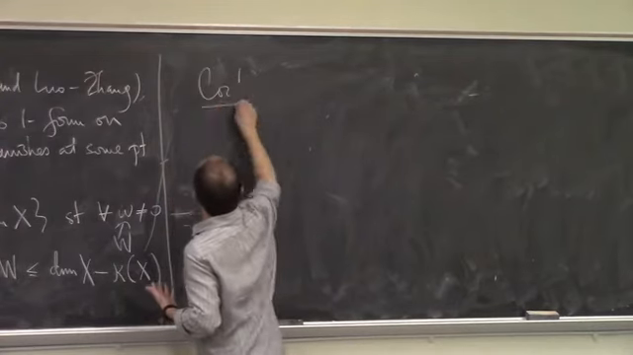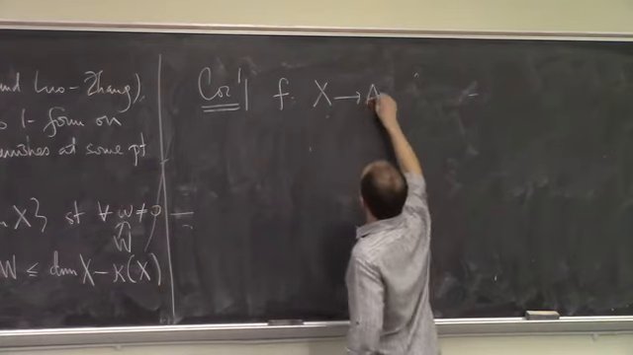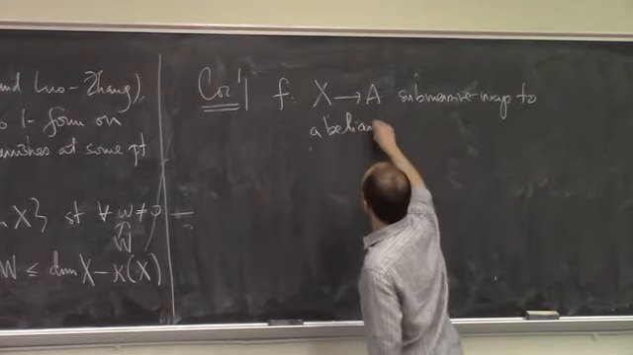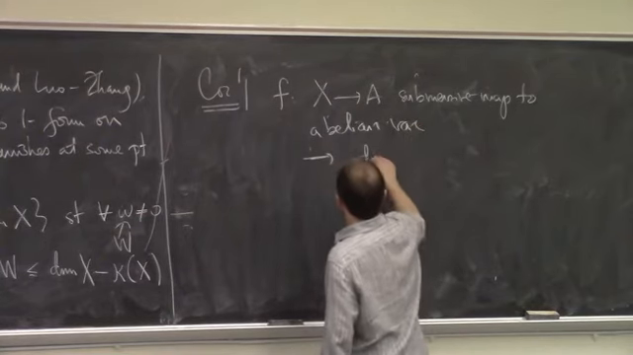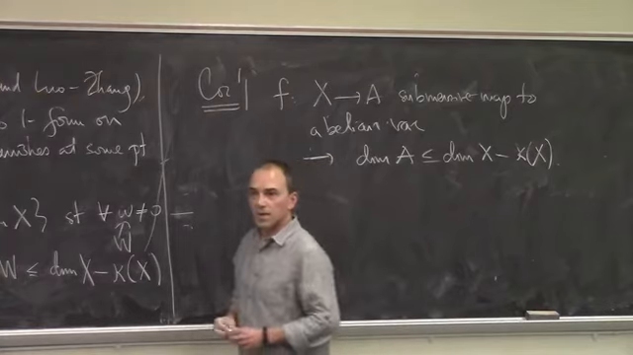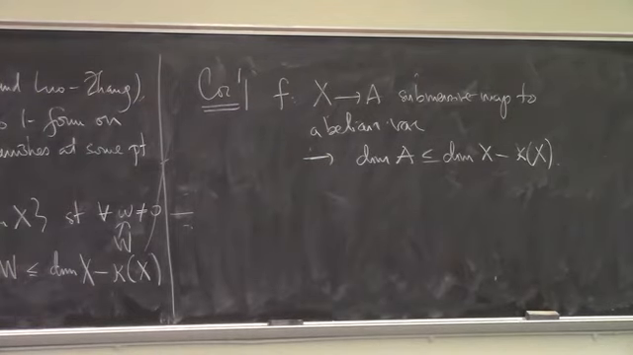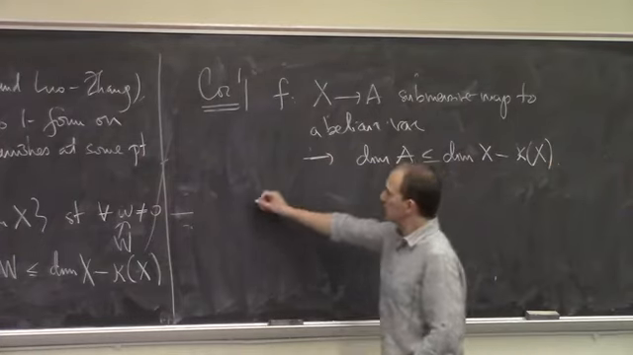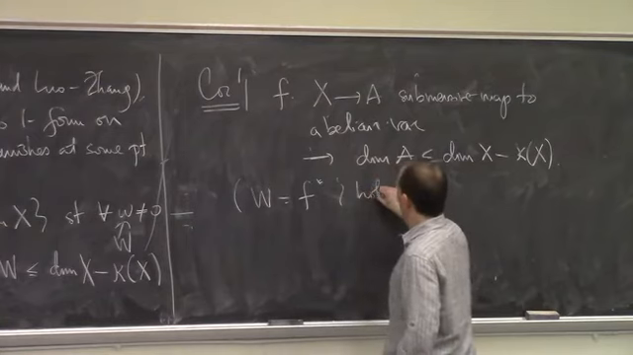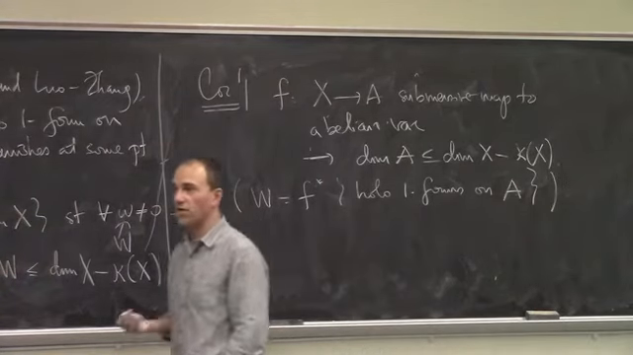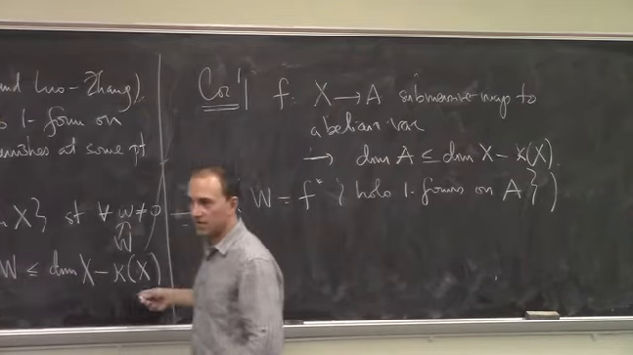Okay, so let's say corollary prime says that if f from X to A is a submersive map to an abelian variety, then the dimension of A has to be bounded by the dimension of X minus the quadratic dimension of X. This is the type of statement that we're aiming for: you cannot have arbitrary submersive maps to an abelian variety. There's an upper bound on how large this abelian variety can be, again in terms of this birational invariant. So how do you prove this? You just take W to be the pullback of the space of holomorphic one forms on A. On a torus, all non-trivial one forms are nowhere vanishing. You pull it back to X, and then it falls exactly in this category.